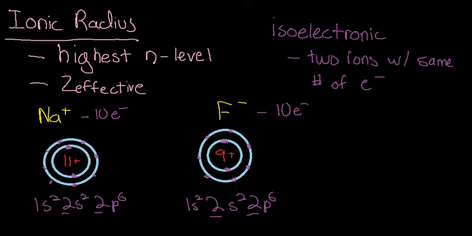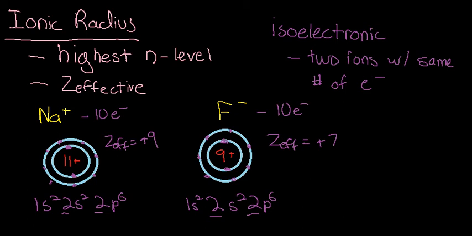Looking at sodium, we can see that it just has 2 inner electrons. Fluorine also has 2 inner electrons. What's different is the number of protons. So the Z effective for sodium would be 11 minus 2, or plus 9, whereas the Z effective for fluorine is 9 minus 2, or plus 7. The plus 9 is a much larger Z effective. That's again going to contract that valence shell inward and cause Na plus, the sodium ion, to be smaller than F minus, the fluoride ion.